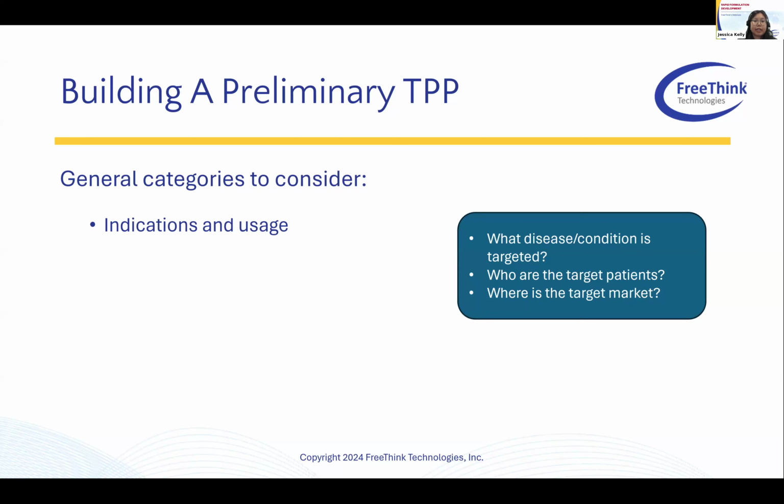And in this section, we might ask questions like, what disease or condition is targeted, who are the target patients? So are they adult patients or pediatric patients? And where is the target market? So where is the product being approved? Is it in one country or is it globally? And which zone is this country in?